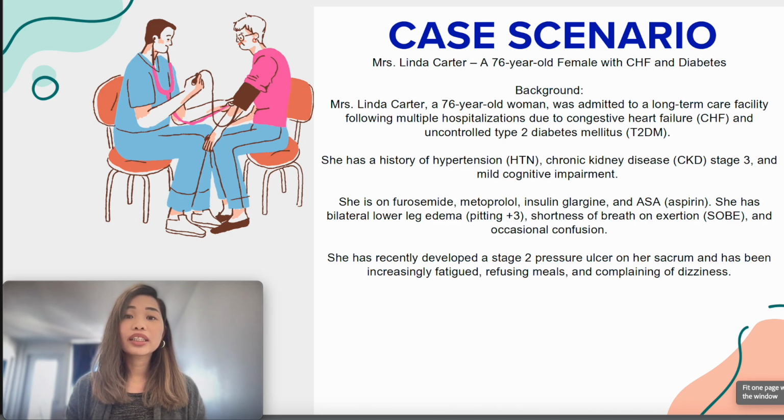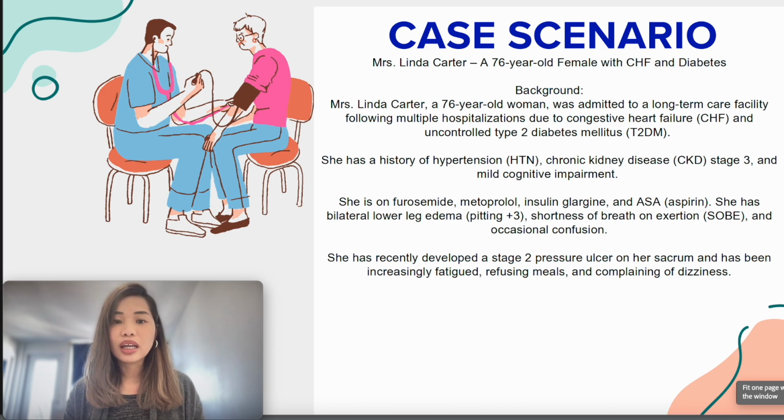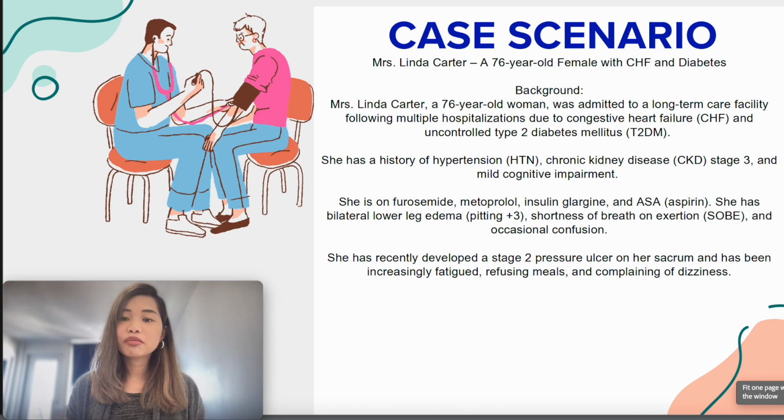Mrs. Linda Carter is a 76-year-old that's been admitted to the long-term care facility following multiple hospitalizations due to CHF and diabetes, and it's uncontrolled. She has a history of hypertension, chronic kidney disease, which is stage 3, and a mild cognitive impairment. She is on furosemide, metoprolol, insulin glargine, and ASA or aspirin. She has a bilateral lower leg edema, which is pitting plus 3, shortness of breath on exertion, and occasional confusion.